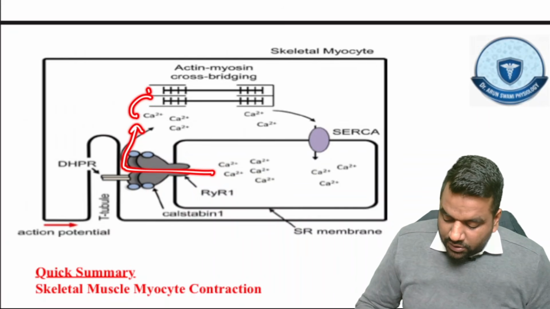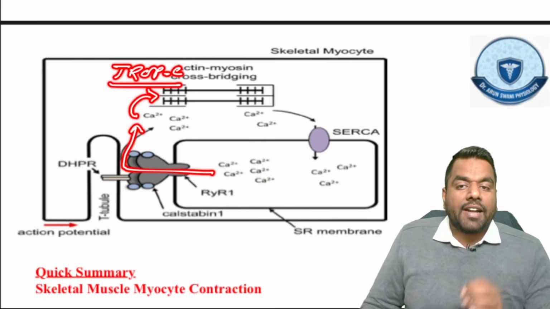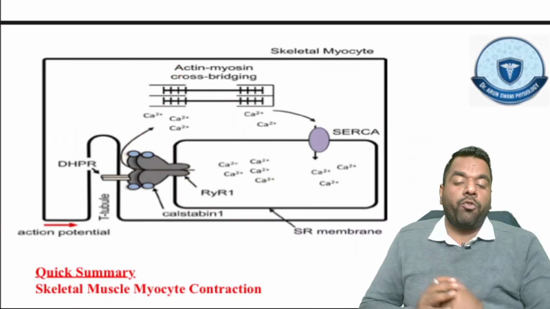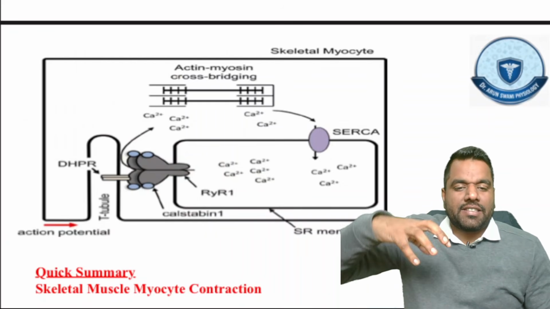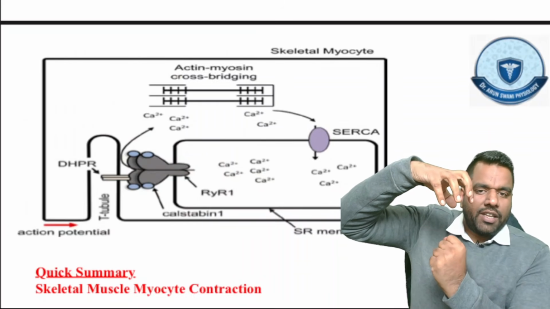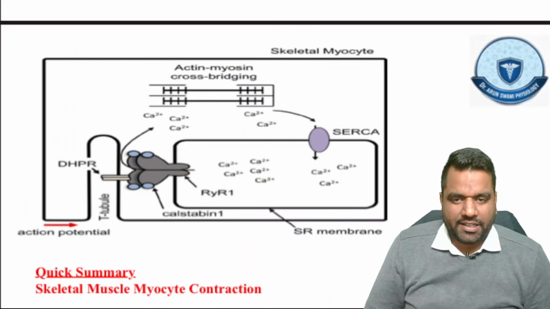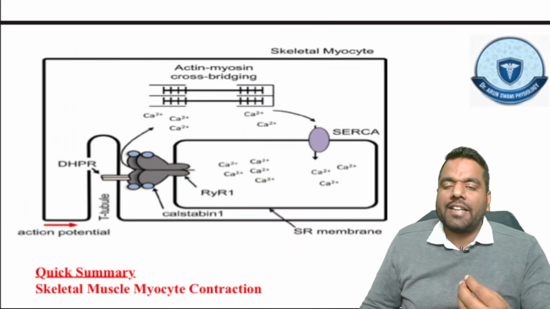It goes into the sarcomere, reaches the troponin C area, activates the troponin, and this troponin removes the tropomyosin from the actin protein. Once the actin protein is free of the tropomyosin, the myosin head attaches to this actin, leading to muscle contraction. So guys, this is how your muscle actually contracts.